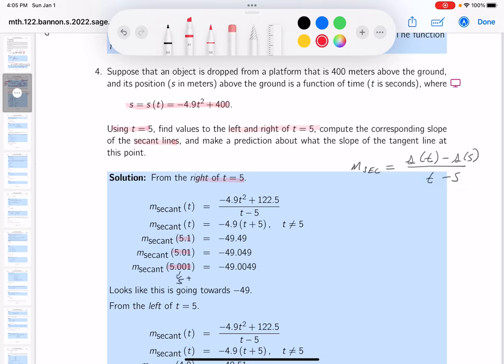It can be done, by the way. It's not a difficult computation. But you get numbers. What numbers do you get? Well, if you evaluate this thing at 5.1, you'd get this number, then this number, and that number. And what do you notice about this over here? It appears that the sequence of numbers looks like it's going towards minus 49, all right?